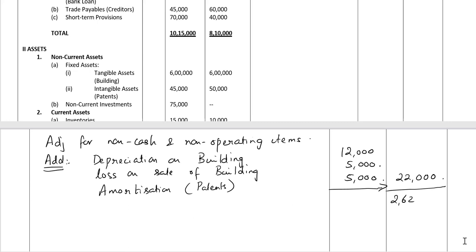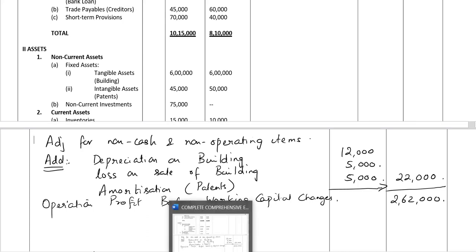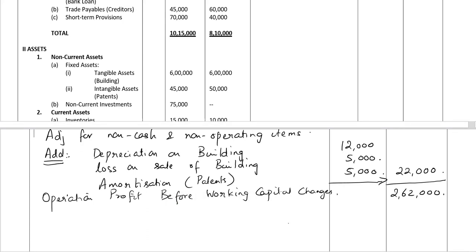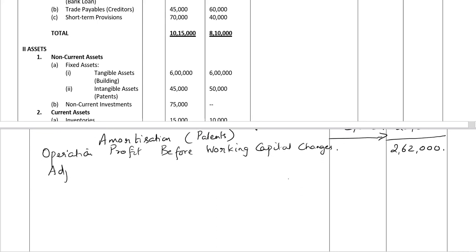We get 2,62,000 rupees. There are no items to be deducted. There is no gain on sale or interest received or dividend received, rent received, etc. So 2,62,000 rupees is operating profit before the working capital changes. We'll continue with adjustments for working capital.